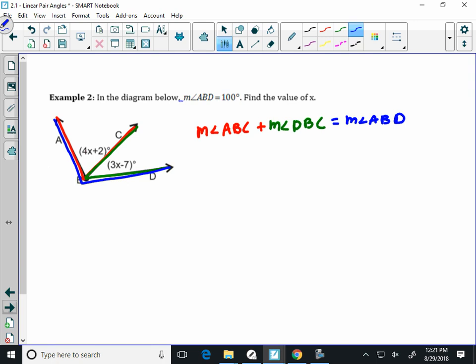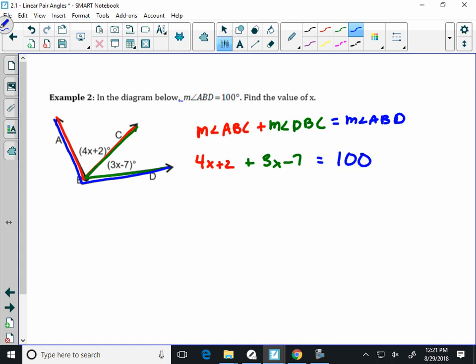Well, what is ABC? What's written there to represent it? 4x plus 2. So we can say 4x plus 2 plus what's written there to represent DBC? 3x minus 7 is equal to, what did they say ABD was? 100. Right?